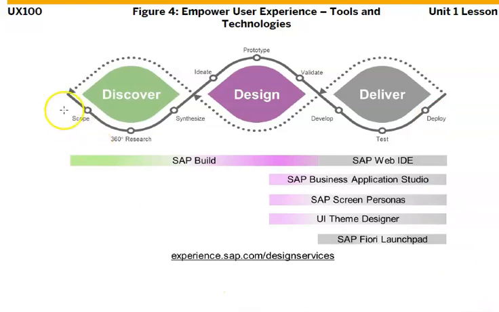For each step we again have some sub-steps. For discover we have scope, 360-degree research, synthesize. These all come under discover. And then ideate, prototype, validate all come under design. And develop, test, and deploy come under deliver.